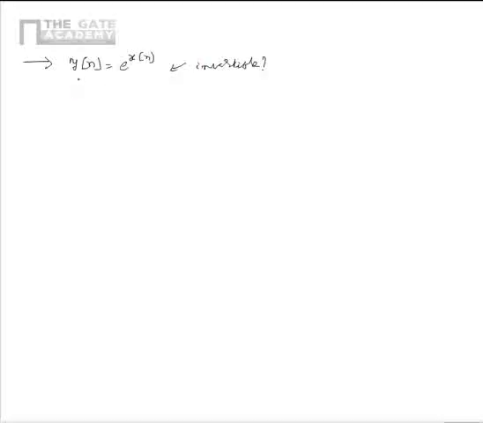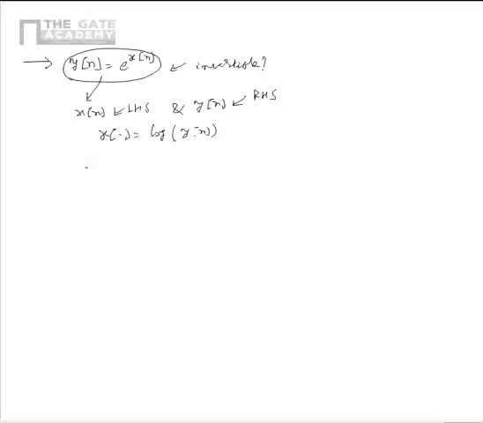We can simplify the given transformation such that x of n is on the left hand side and y of n is on the right hand side, and it can be written as x of n is equal to log of y of n. From this, we see that the given system is invertible, and x of n is equal to log of y of n is the inverse system of the given system.